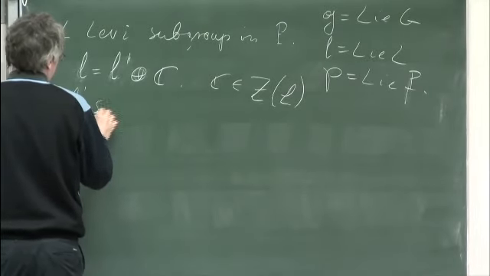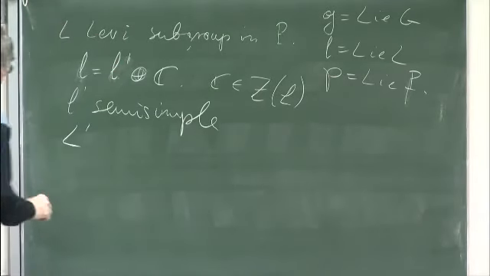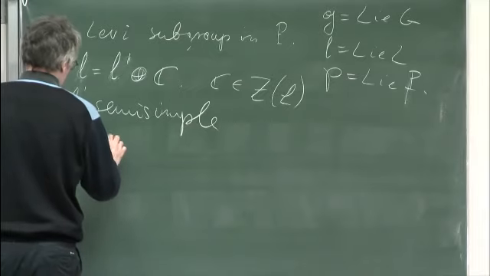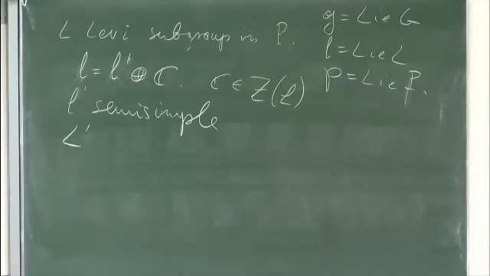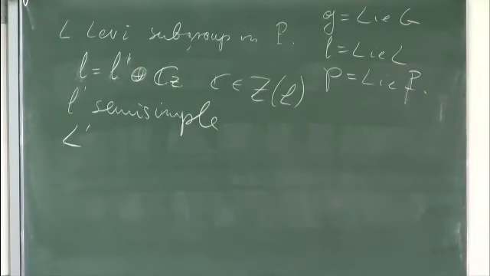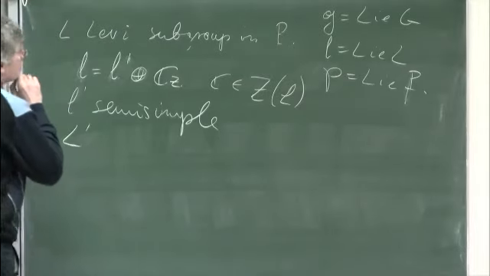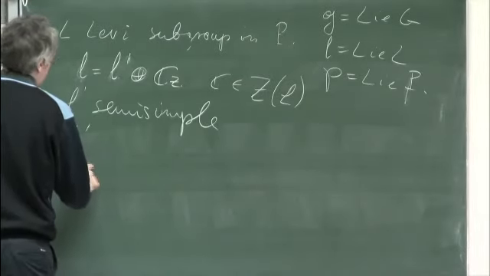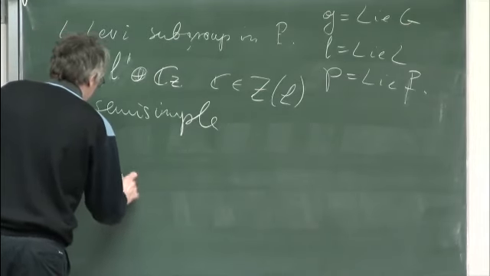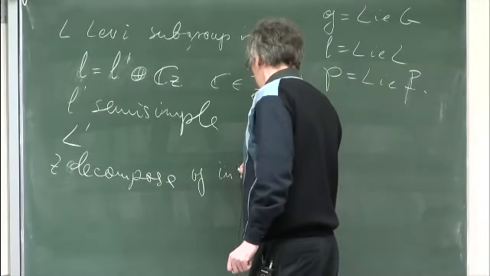And let L prime also denote the corresponding semi-simple Lie group. Simply connected, yes. So the corresponding Lie group. Then we can take, let's denote by CZ, so this Z is an element in the center, and we can consider the action of Z on our Lie algebra. So Z decomposes our Lie algebra G into three components.